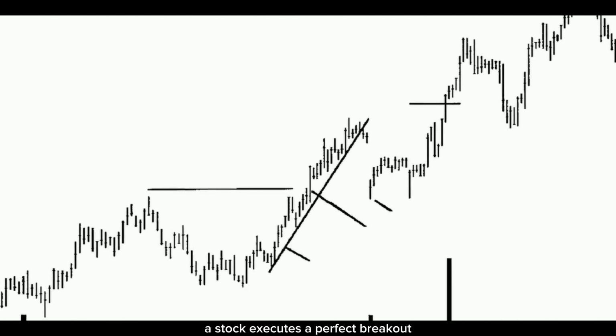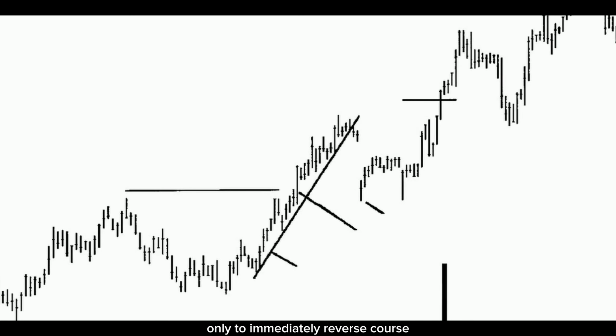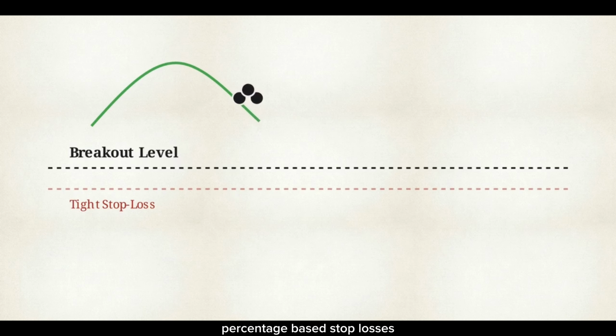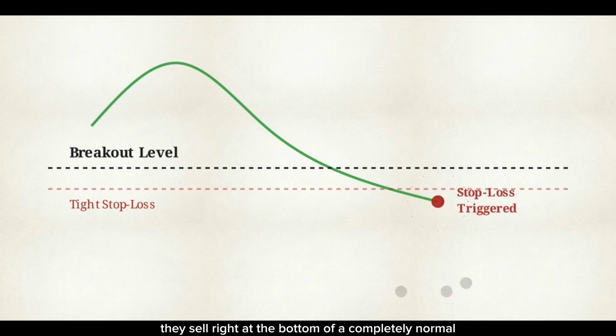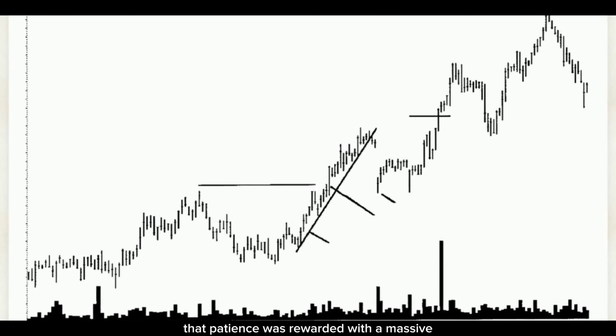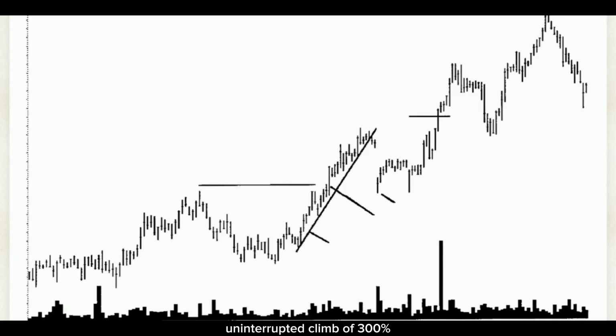A stock executes a perfect breakout, only to immediately reverse course and drop back to the breakout line. During this dip, traders using overly tight percentage-based stop losses get scared out of the position. They sell right at the bottom of a completely normal short-term retrace. Enduring the throwback requires placing structural stop losses with discipline. For this specific stock, that patience was rewarded with a massive, uninterrupted climb of 300%.